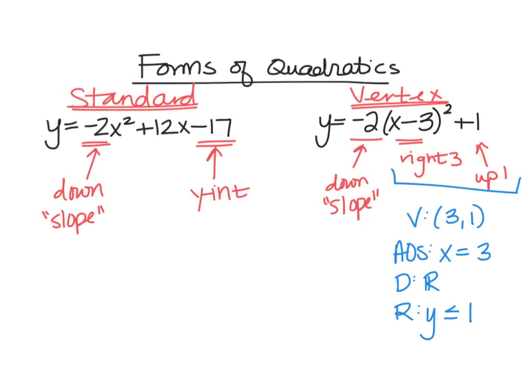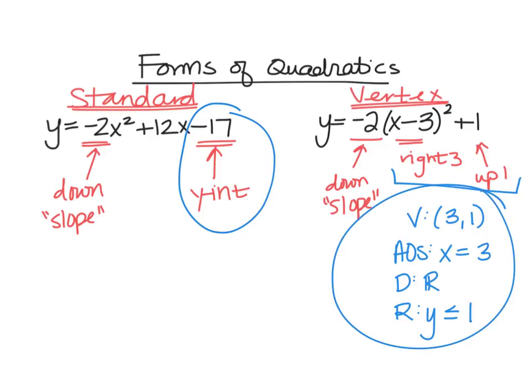So standard form doesn't really look like it gives us a whole lot. It just gives us the y-intercept, while vertex gives us all this other information. There is one more form that we're going to learn about, and it will give us two more pieces of information that we still haven't talked about so far with quadratics. I've shown you, but we just haven't seen it on the graph.